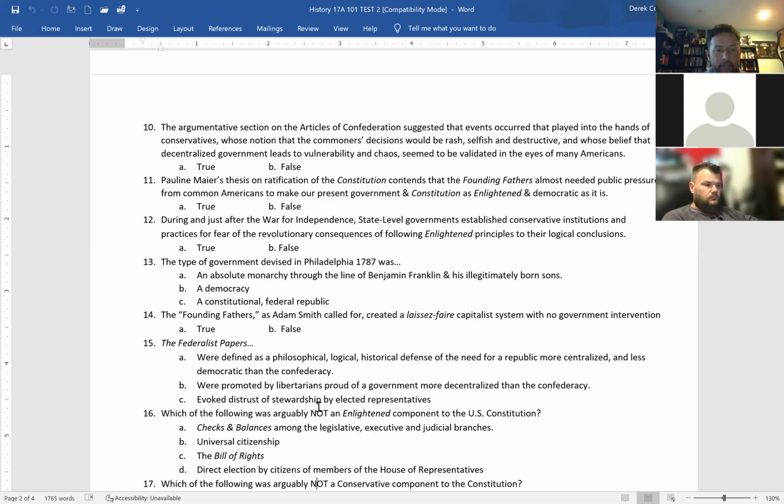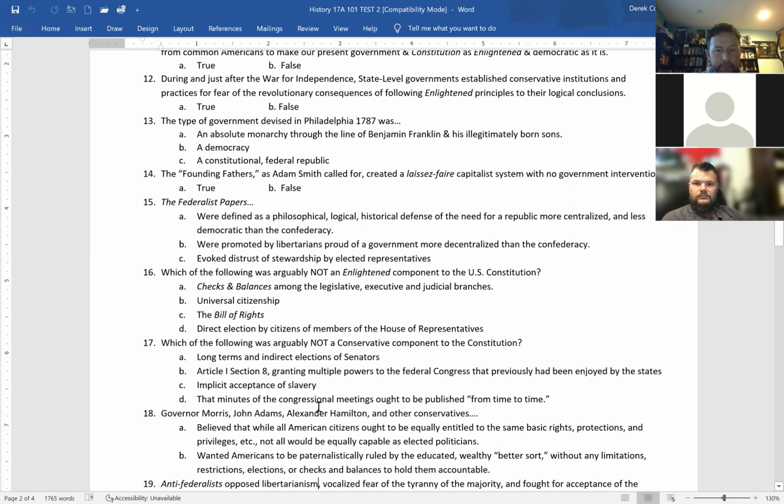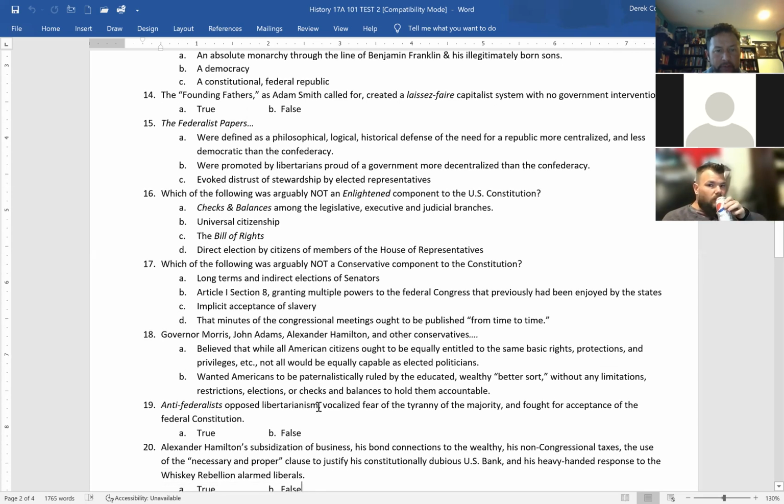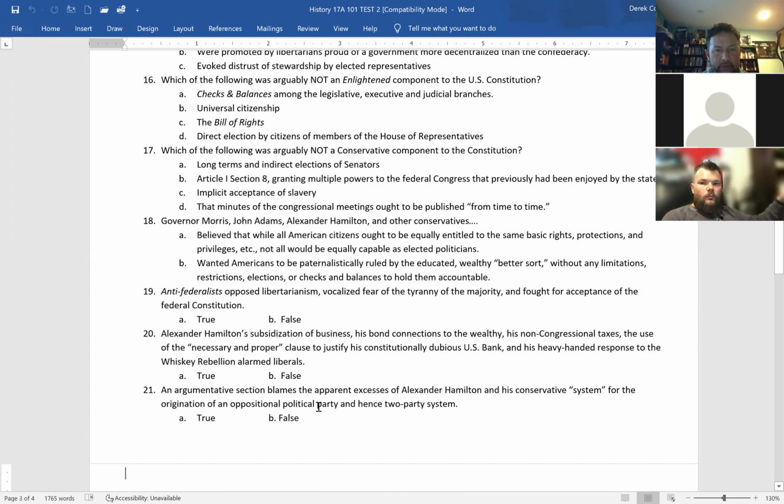Okay. And then number 15, I like to believe I've mentioned that, but I'm not sure if it's overtly stated in the argumentative assignments. And I would take a long, hard look at A, at the very first option. We defined it as a philosophical, logical, historical defense of the need for a republic more centralized and less democratic than the Confederacy, right? In case I didn't make that clear. That which is not enlightened, that which is not conservative, I'd like to think as much wiggle room as there is, you could infer those two.